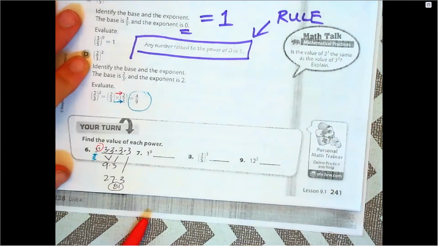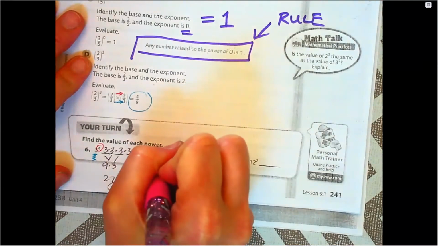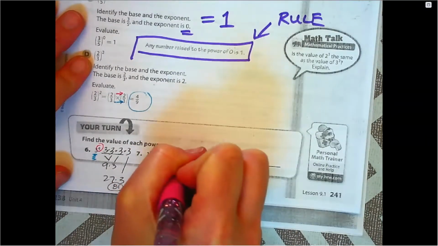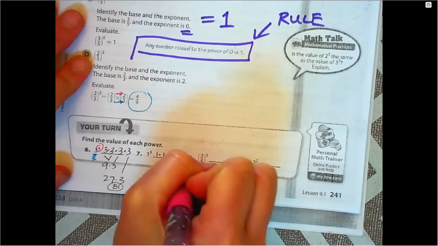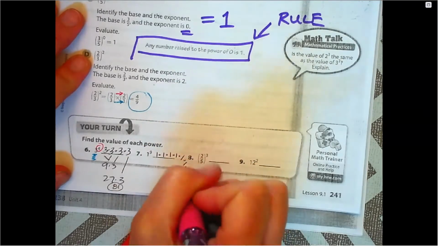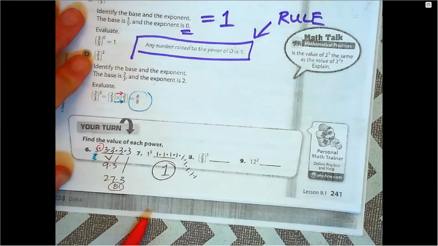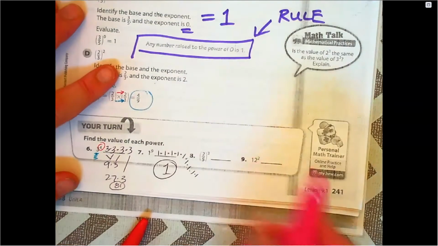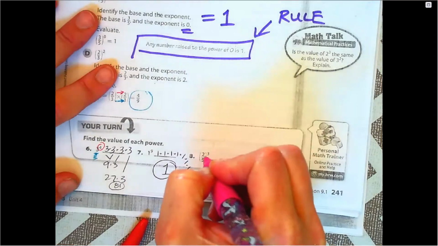1 to the 9th power. I am gonna write it out just for fun. 1 times 1 times 1 times 1 times 1 times 1 times 1. 1, 2, 3, 4, 5, 6, 7, 8, 9. But it's gonna be 1 because 1 times 1 is itself. That's a fun one.